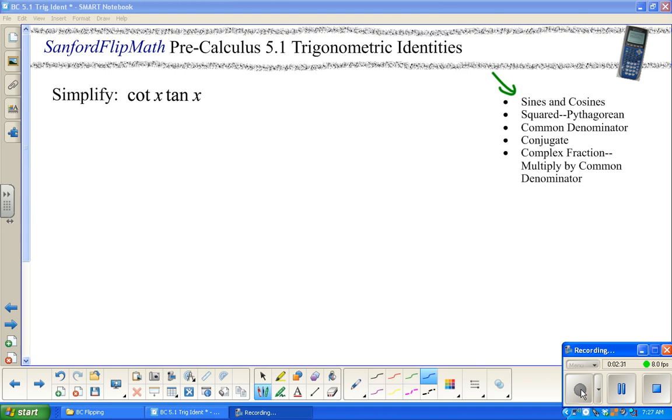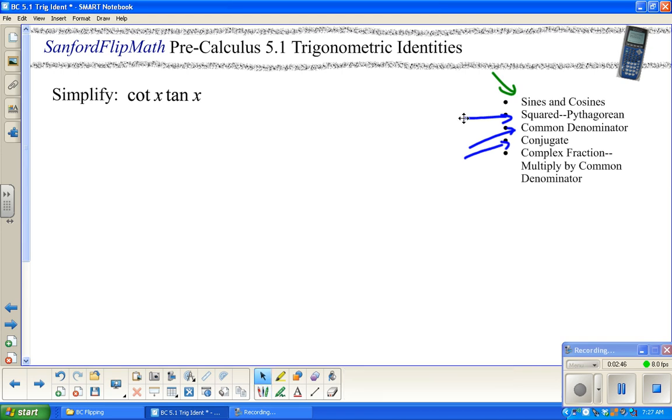Next, if you see stuff that's squared in there, maybe that's a time for a Pythagorean identity, like sine squared plus cosine squared equals 1. If you have fractions involved with addition or subtraction, maybe a common denominator is good. Sometimes conjugates come into play, because when you multiply by conjugates, you end up with a difference of two squares. And if you have a complex fraction, you want to clean that up, and the most efficient way is multiplying by a common denominator in the top and the bottom. All right, that being said, let's start doing some stuff.